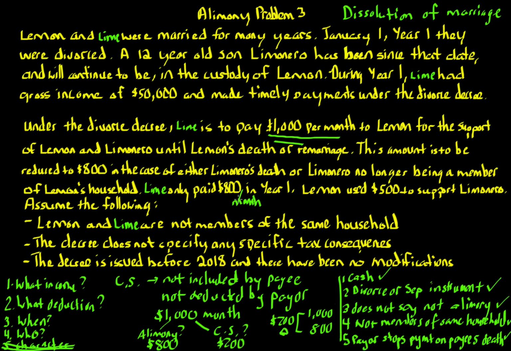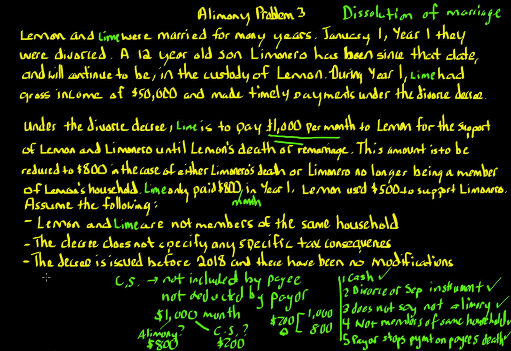So the question becomes, and this is what we have to struggle with, what portion of that $800 is going to be considered alimony so that Lime gets a deduction? Is it all going to be child support, and then the remaining after that is alimony? Or is it going to be some pro rata portion? Let me state it a different way. Again, we determined what portion of the $1,000 is child support. But what happens if payment is less?